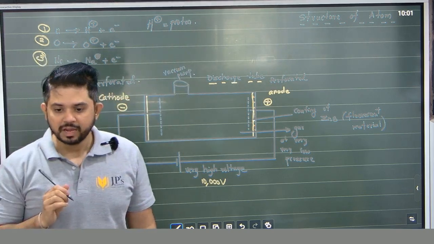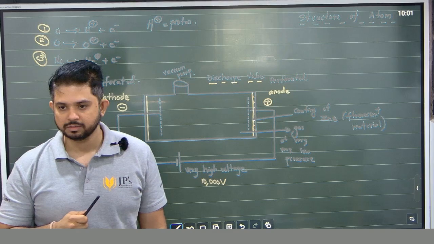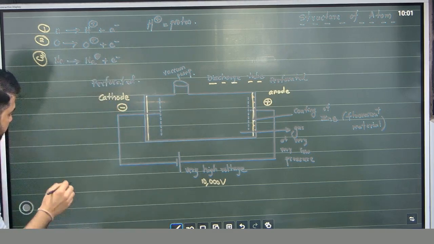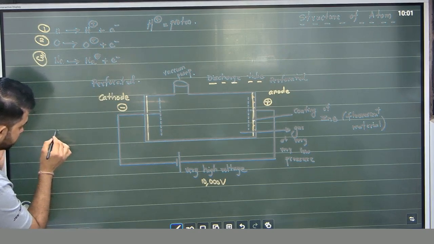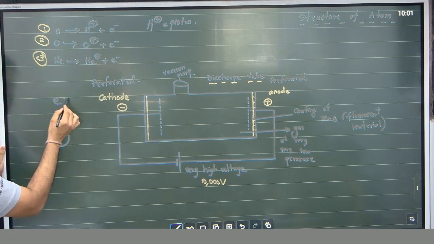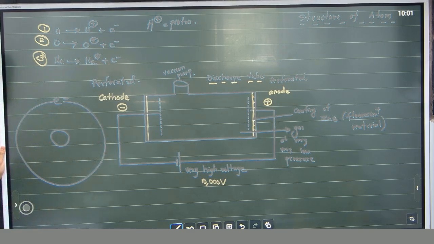Proton. Anyone who doesn't understand this, why do you call H plus proton? Imagine a hydrogen atom. What is in the center? What is revolving around the atom? Electron. What is present inside the nucleus of the hydrogen atom? Only one proton. This is the hydrogen atom.